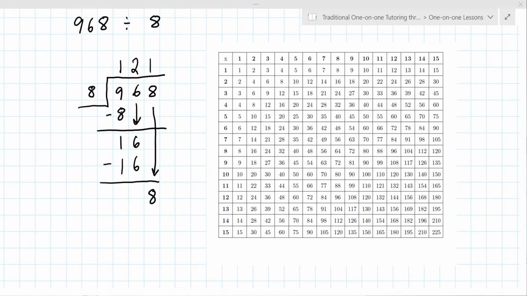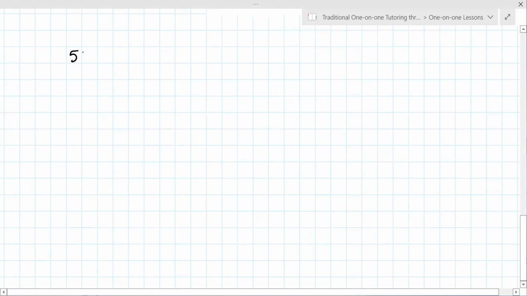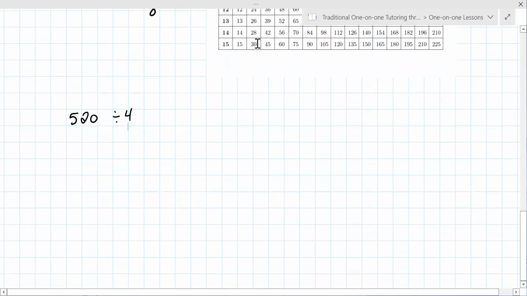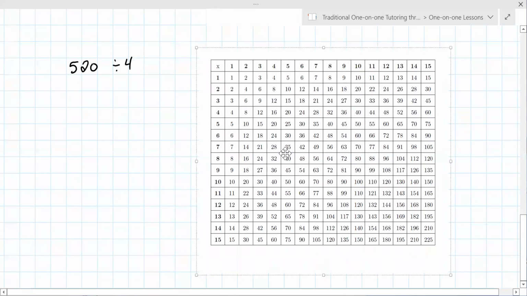Okay, so you ready to try one on your own? Yes. Okay. I want you to do 520 divided by 4, and I'll bring this multiplication table down. So give that a try. Just give me the final answer when you're all done. Okay.